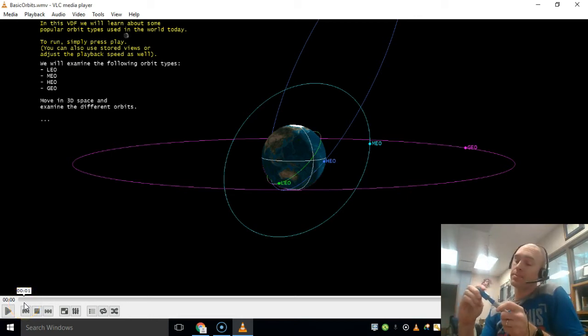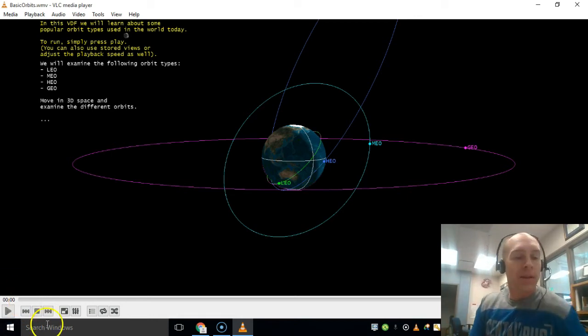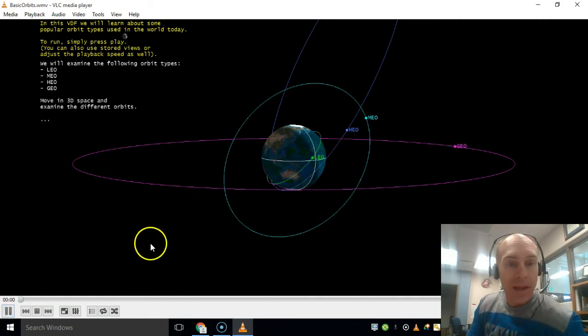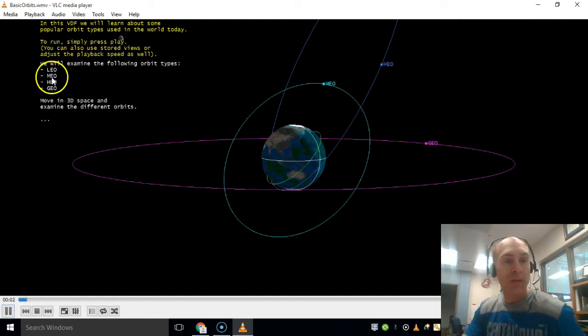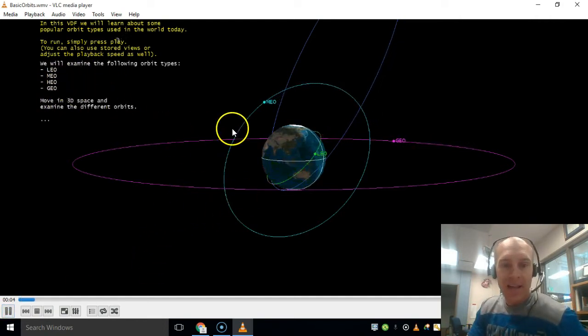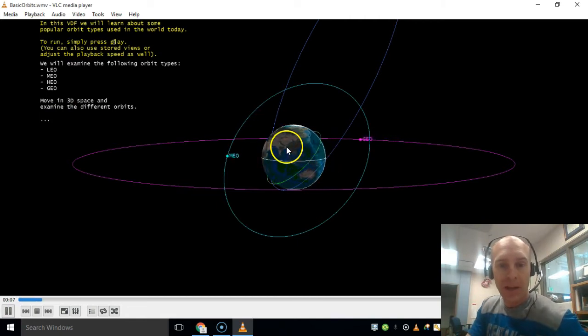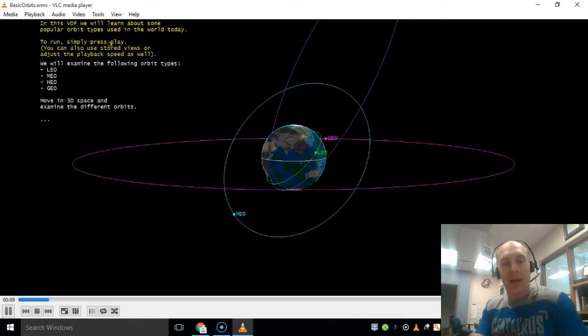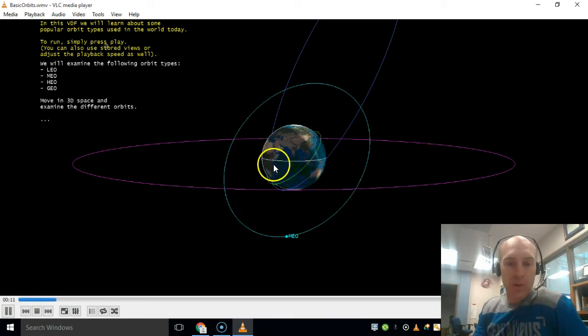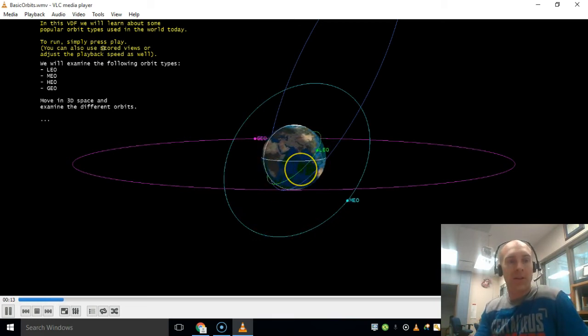Let's recap. So I'm going to show you a little animation here. This is going to examine the LEO, MEO, HEO, and GEO orbits. And so you can see them all kind of running here. This animation is going to play through, and we're just going to do a quick review of some of these orbits and some of their uses.